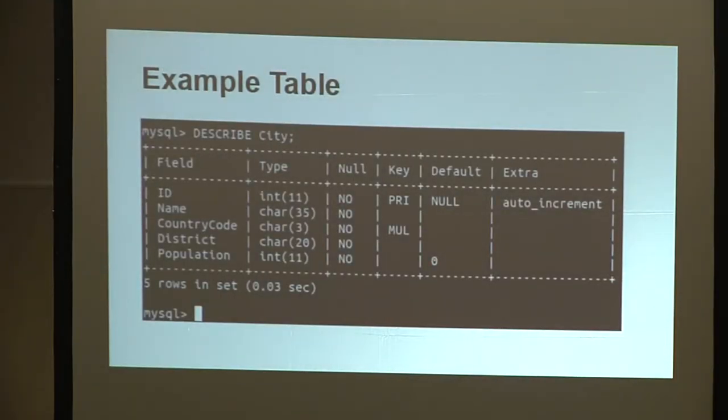Here's an example table. This is from the world database that we've used at MySQL for decades for examples. It's in our documentation, in our man pages, it's all over the place. It's easy to download. So it's a simple city table. It has an ID number, a name for the city, a country code for which country it's in, a district, and a population. Fairly simple. You've probably seen something like this in everything from Drupal, Joomla, whatever else you're using.